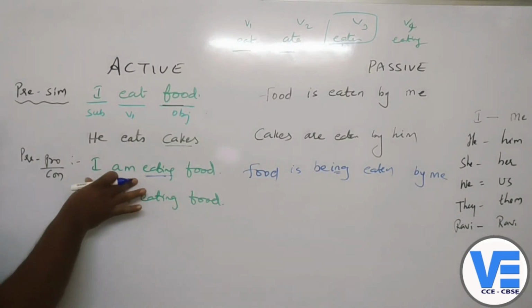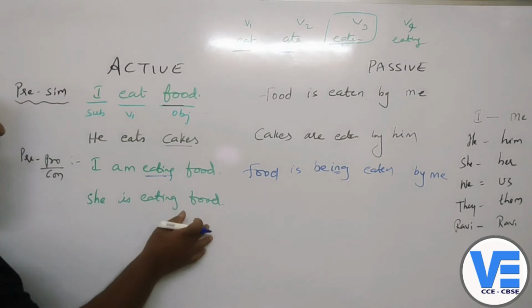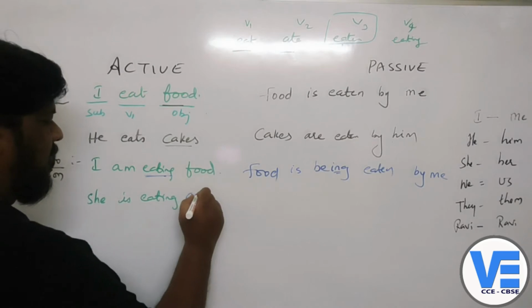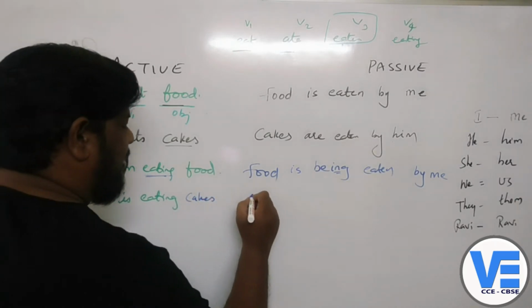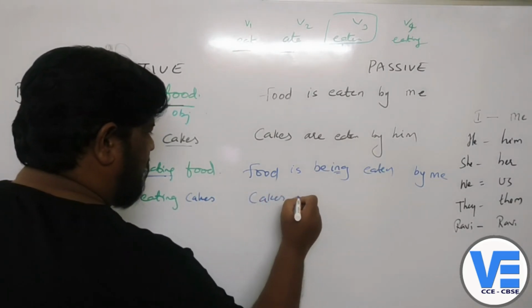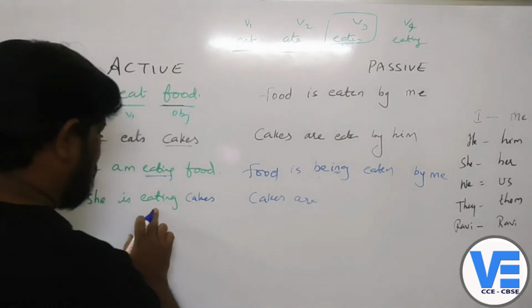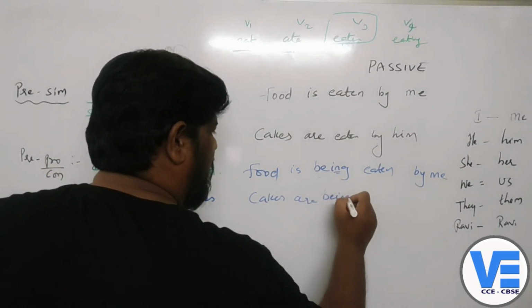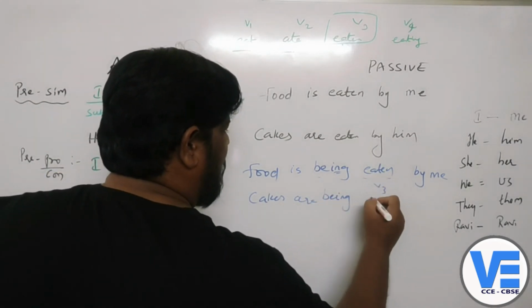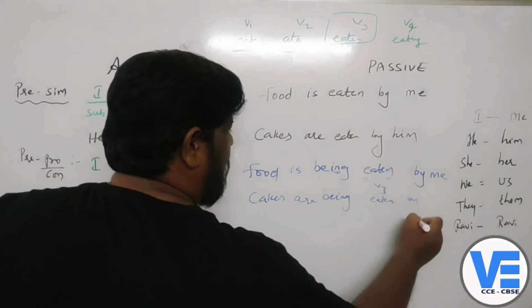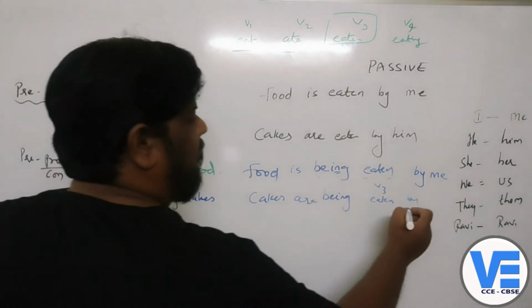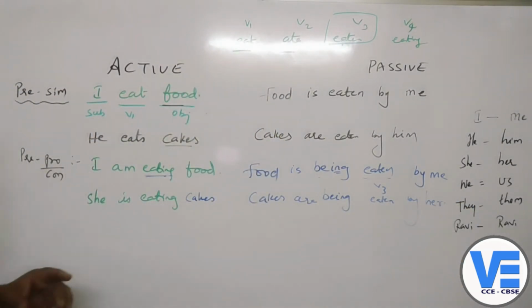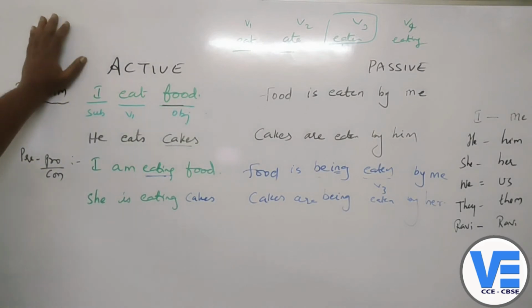Okay. Now in the same way, second example, she is eating food. So what can I write here? I'm writing here cakes: she is eating cakes. So what can I write here? Cakes are the same, right? Because here we have taken the ing form, so it is cakes are being eaten. Eaten is V3. Eaten by she, here is her. Eaten by her. Isn't it simple? It is very simple.